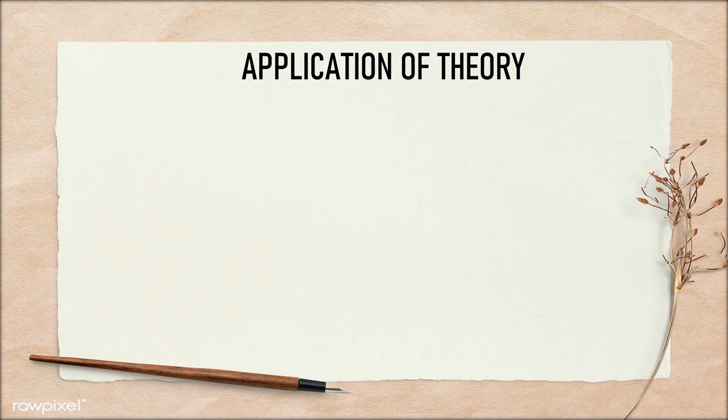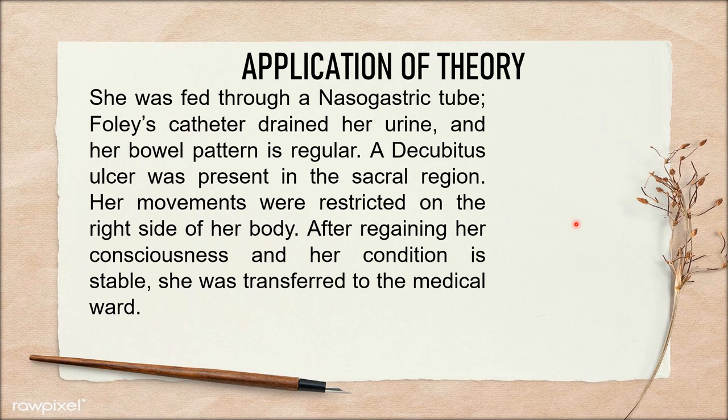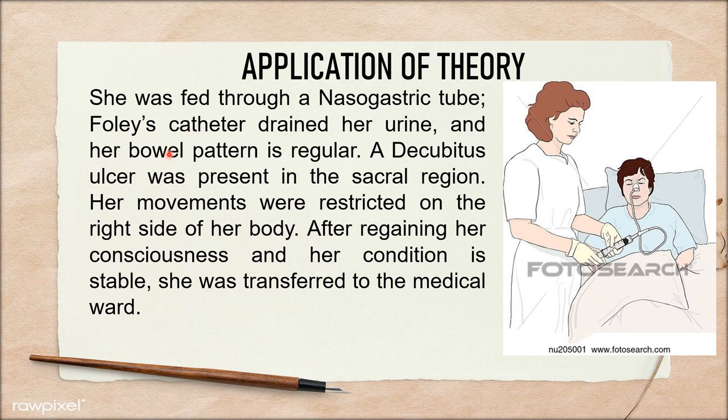She was fed through nasogastric tube. Foley catheters drained her urine, and her bowel pattern is regular. A decubitus ulcer was present in the sacral region. Her movements were restricted on the right side of her body. After regaining her consciousness and her condition is stable, she was transferred to the medical ward.